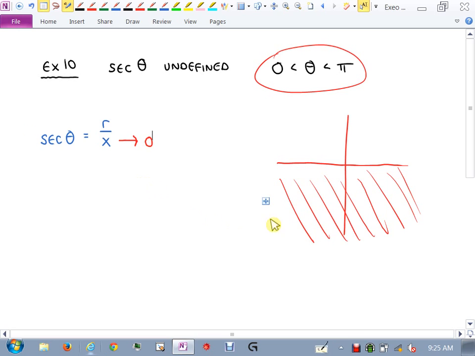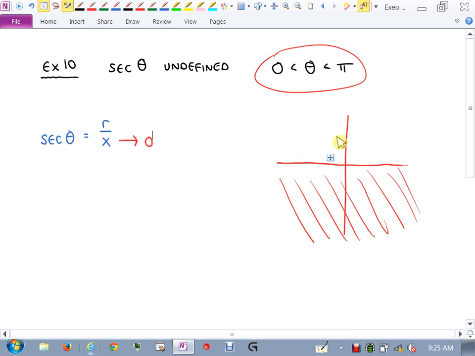So come over here to your graph and tell me where your point would have to be for x to be 0. On the y-axis, right? Anywhere on the y-axis, right? X is 0 means you can't move left or right. You can only move up or down. Now, why can't I go down here? Well, we said our angle had to be between 0 and pi, so I have to go up.